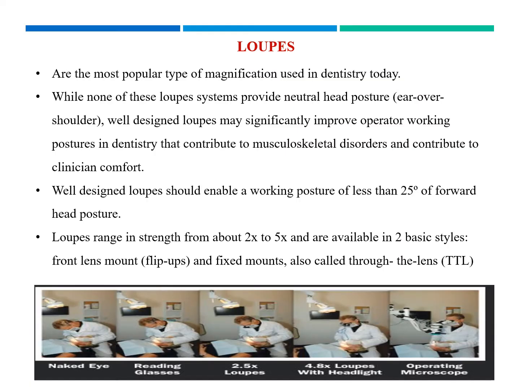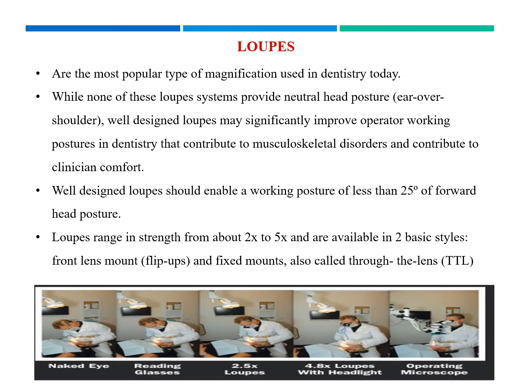Moving on to the magnification devices that are available. The first one is the loupes, which is the most popular type of magnification used in dentistry today. While none of these systems provide neutral head posture, a well-designed loupe may significantly improve the operator's working posture, reducing factors that contribute to musculoskeletal disorders and improving clinical comfort. Well-designed loupes should enable a working posture of less than 25 degrees of forward head posture.